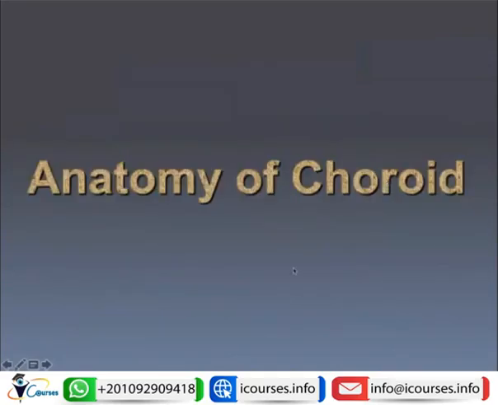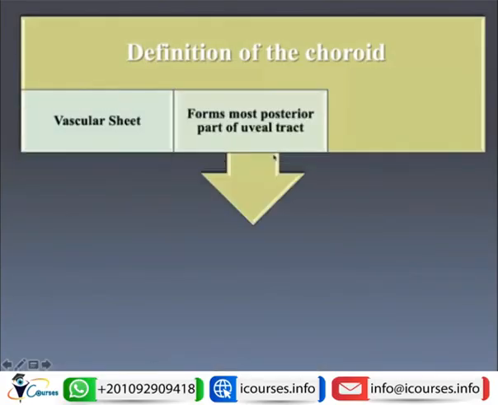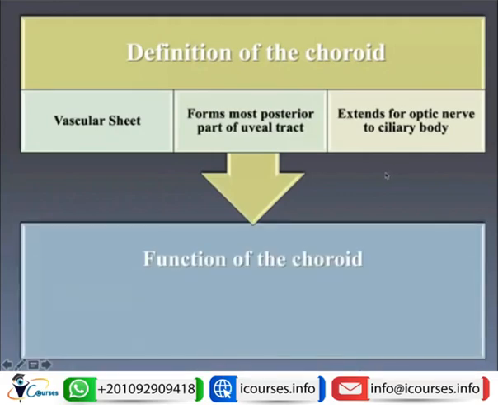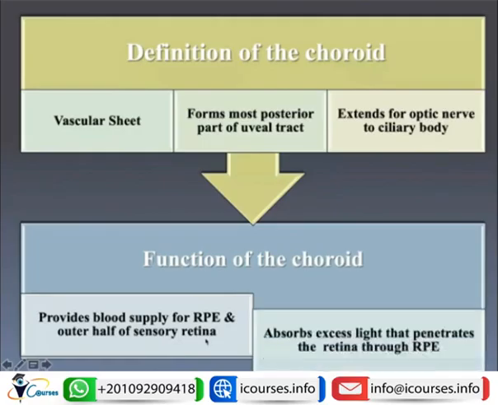So let's start first with the outermost and most posterior layer, which is the choroid. What is the choroid? The choroid is a vascular sheet that forms the most posterior part of the uveal tract, extending from the optic nerve posteriorly to the ciliary body anteriorly. It has the main function of providing the blood supply and nutrition for the retinal pigment epithelium and the outer half of the sensory retina, while the inner half of the sensory retina is supplied by the central retinal vessels.